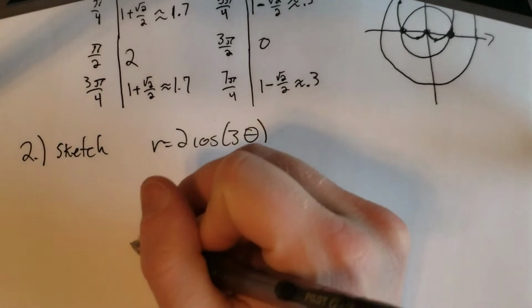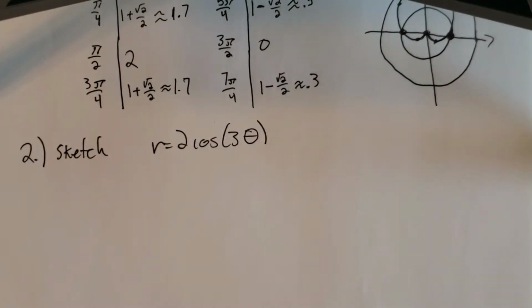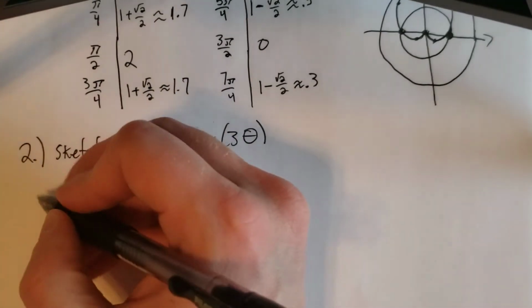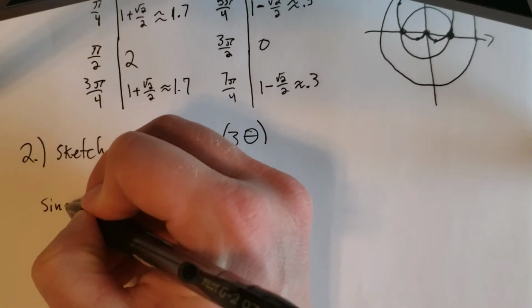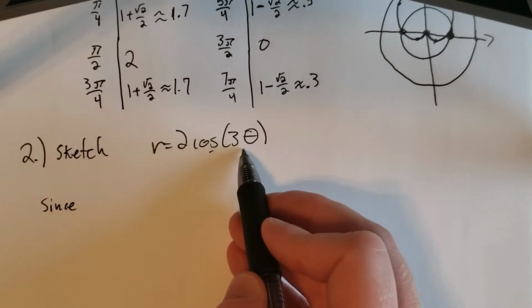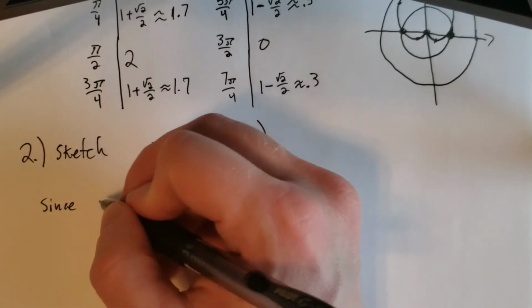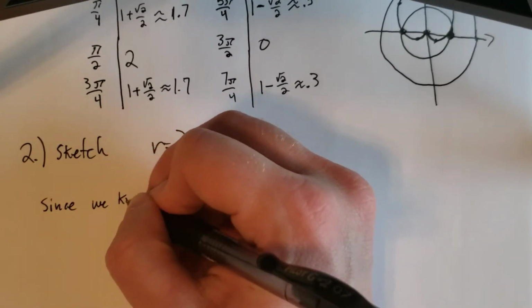This is something that's going to be called a three-leaved rose. And to draw this down, first thing I'd like to point out is we're going to have cosine of 3 theta over here.